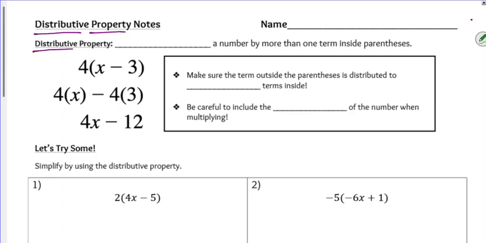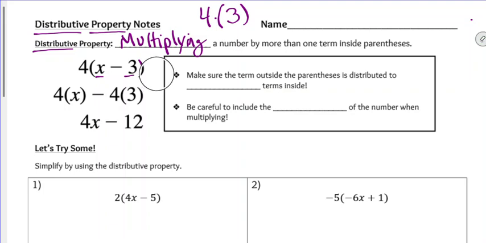So the distributive property is multiplying a number by more than one term inside the parentheses. So we see we have this 4 that's sitting outside this parentheses, which implies multiplication. Anytime we have two numbers that are just next to each other, where one is in parentheses, there's an implication that we're multiplying those numbers. Here, we don't just have one number inside the parentheses, we have two terms inside of there. We have the x and that minus 3. So we're going to distribute the 4 to both of them.